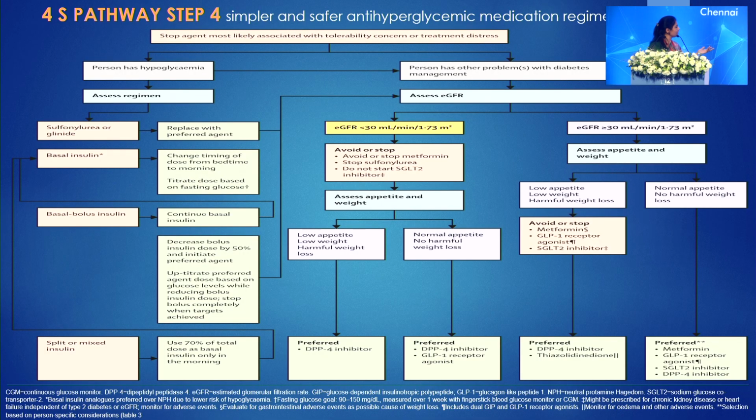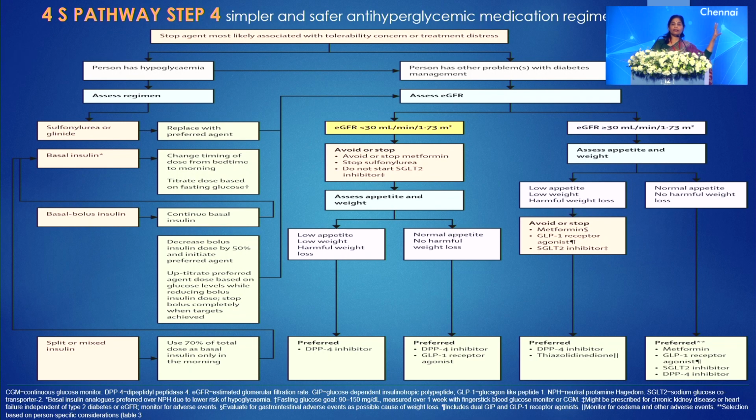If they are on a split or a mixed insulin dose, use 70% of the total dose as a basal insulin in the morning. If they have a comorbidity like a reduced eGFR and so on, avoid or stop metformin, stop sulfonylurea, do not start SGLT2. That's not the time to start an SGLT2 inhibitor. And I think this is very important compared to the ADA guidelines.